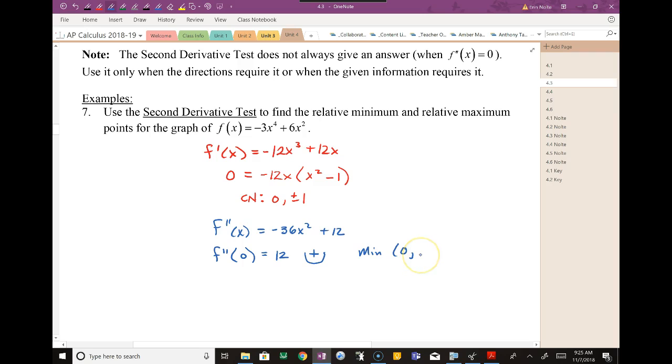So we now know that 0 is a minimum point. We'll go ahead and find its corresponding y value here in a second. We'll keep going with our mins and maxes. Now I'm going to do my second point. Let's just plug 1 in. If I plug 1 in, negative 36 plus 12 is negative 24. So I got a negative, which is a sad face.